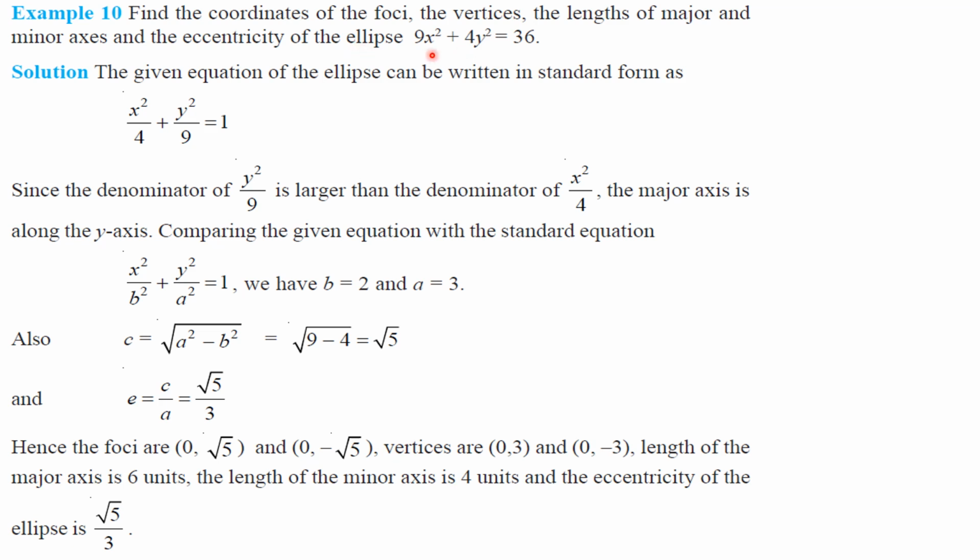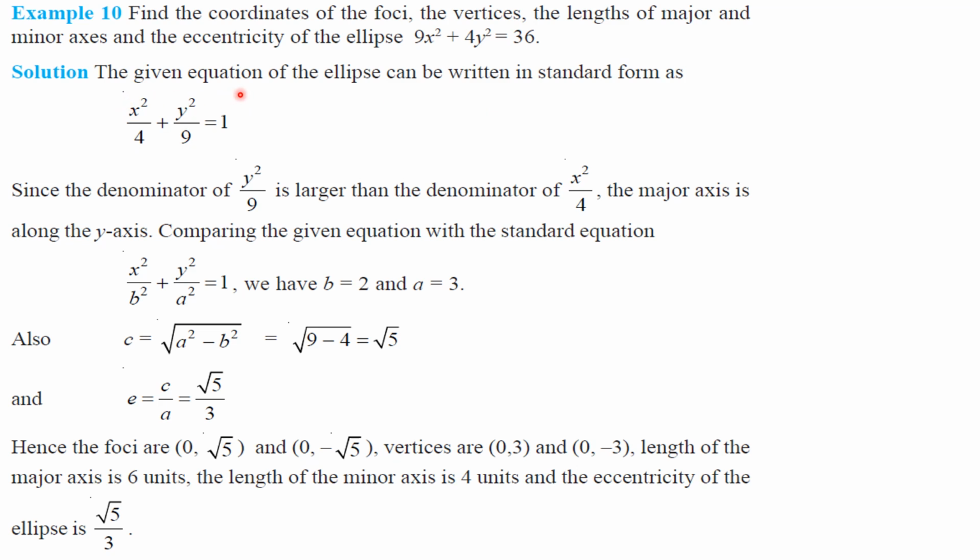Okay, my children, understood this example? Right. So first of all, let us transform this equation of the ellipse into the standard form. Okay, my children. After that, we go to the further steps. Now come to the solution part. The given equation of the ellipse can be written in the standard form as x squared by 4 plus y squared by 9 is equal to 1. Understood this step, my children?